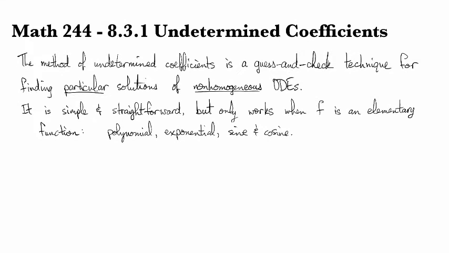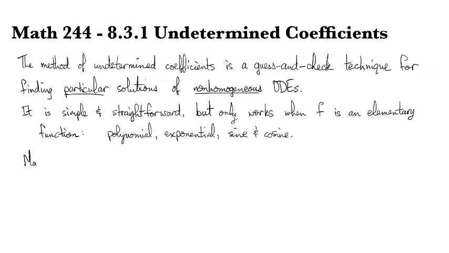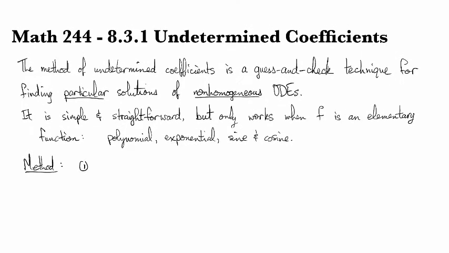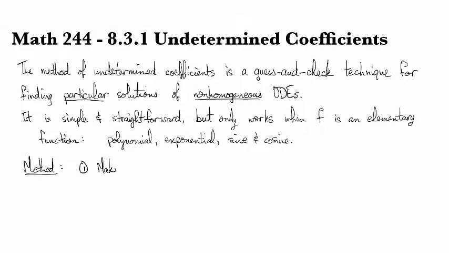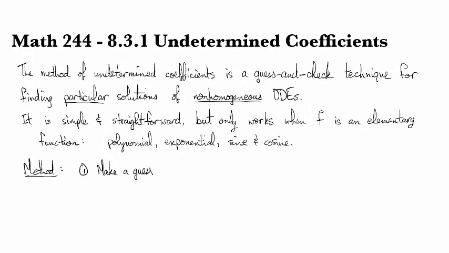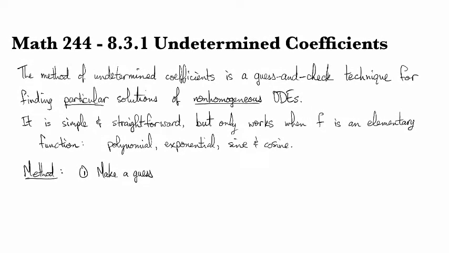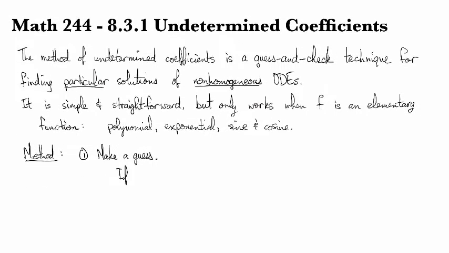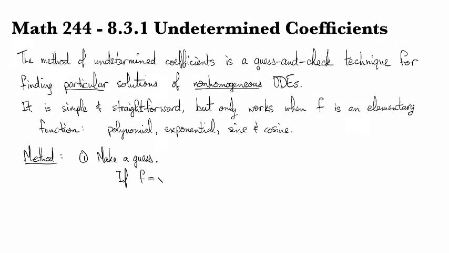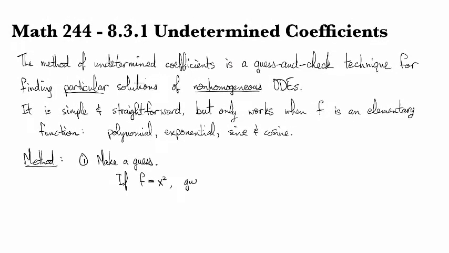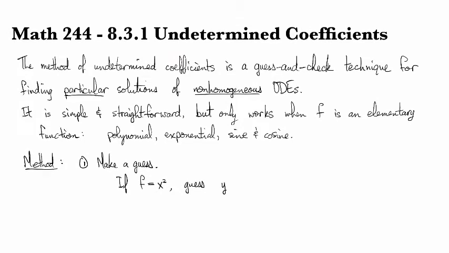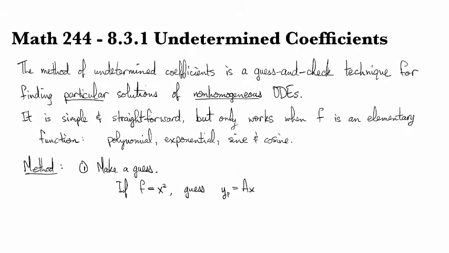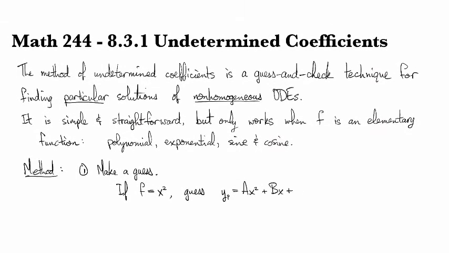And so the way it works is pretty simple. The first thing that you do is make a guess. And so you make a guess as to the form of the solution based on the form of the forcing function. So if f were, say, x squared, then you might guess that the solution yp has the form of ax squared plus bx plus c.